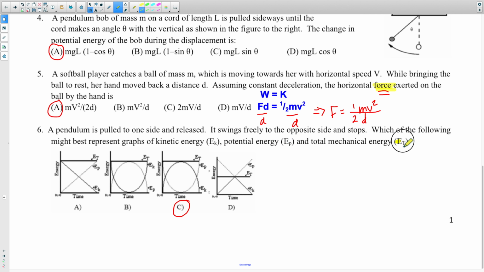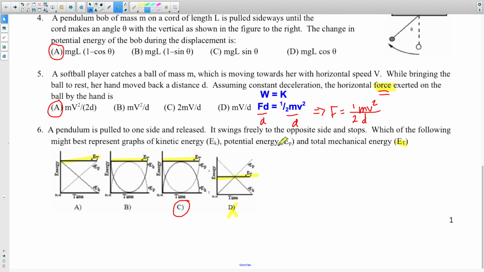I'm going to start off by talking about total mechanical energy. Mechanical energy should be the same throughout. And you can see the line. This is the total mechanical energy line. And on this one, it's down here. Well, that doesn't make any sense. The total is all of it added together, so it can't be that.